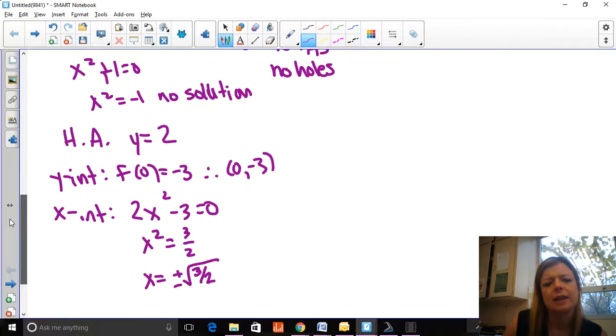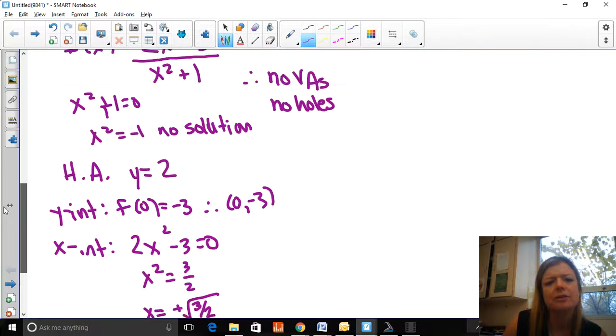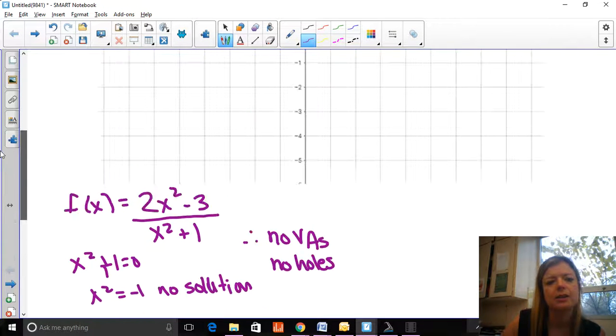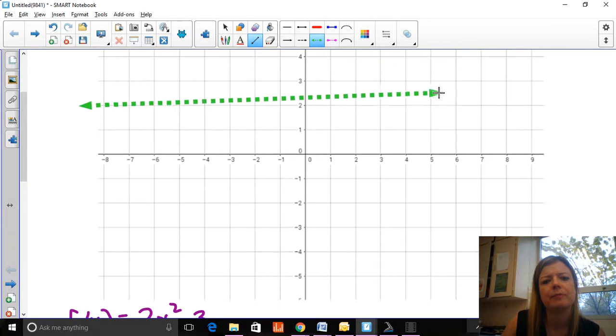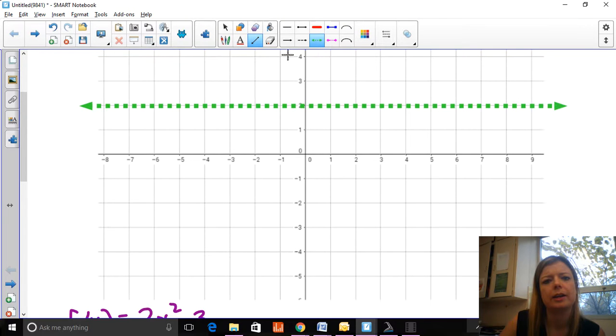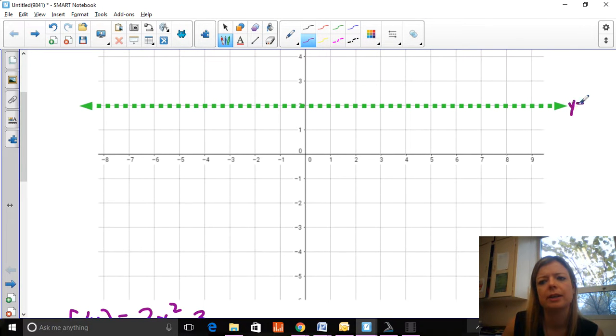Okay, now I'm really confused with how this is going to look, because I have no vertical asymptotes, I have x-intercepts and a y-intercept. Let me just graph this stuff, because I'm starting to get a little bit confused about what this might look like. So I have a horizontal asymptote here at y equals 2. So let me draw that. Okay, and I'm going to label it y equals 2.